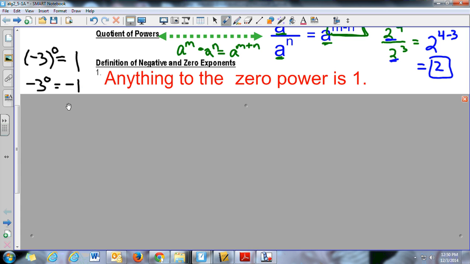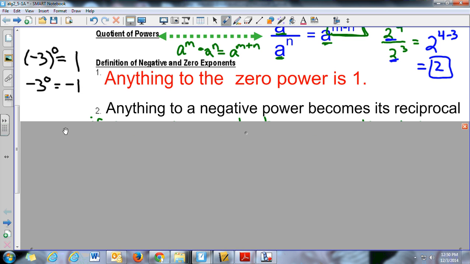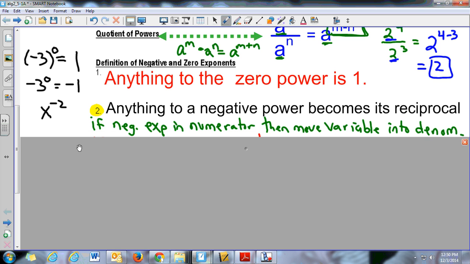Last thing that we really need to make sure we cover involves negative exponents. What happens if all of a sudden I have x to the negative 2nd power? How do I deal with that negative exponent? Is there something I should do to get the negative out of the exponent? So it takes us to this rule right here. Anything to a negative power is going to become its reciprocal, which we can kind of break down and take a look at in 2 separate ways. 1, if the negative exponent is in the numerator of a fraction, then we can move that variable into its denominator.